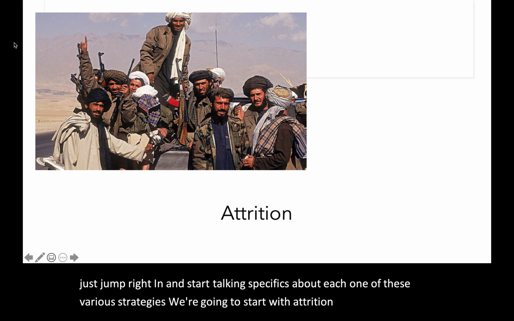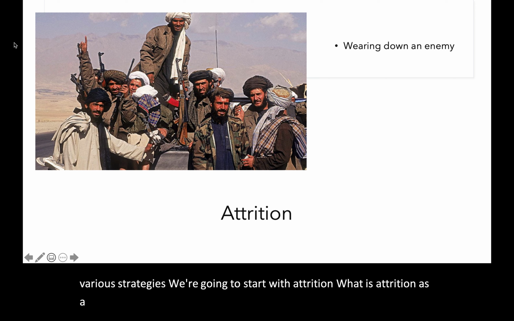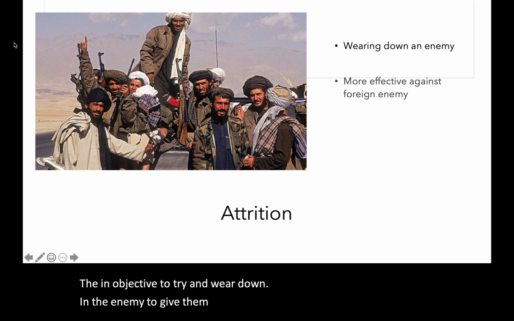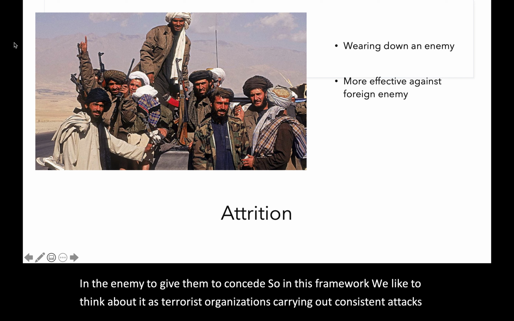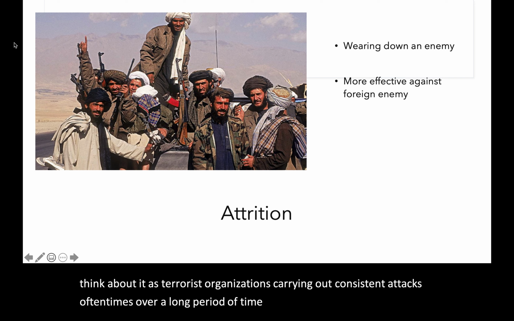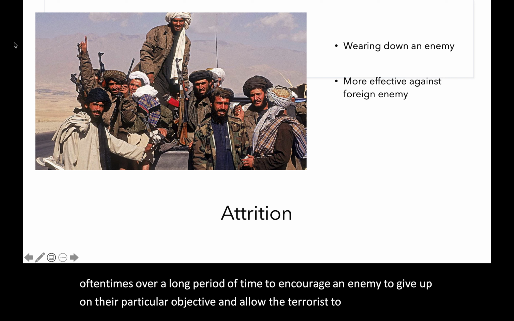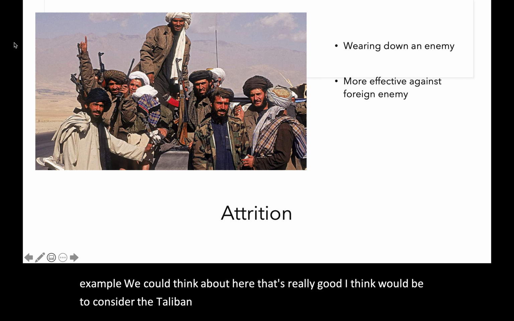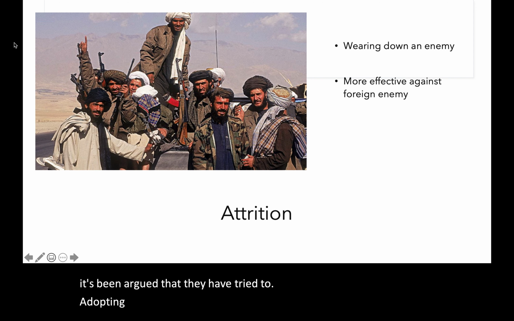So what is attrition as a strategy? Attrition really is an objective to try and wear down an enemy to get them to concede. So in this framework, we like to think about it as terrorist organizations carrying out consistent attacks, oftentimes over a prolonged period of time to encourage an enemy to give up on their particular objective and allow the terrorists to win. And the example we could think about here that's really good, I think, would be to consider the Taliban. This is a picture of the Taliban in Afghanistan. And it's been argued that they have tried to adopt and use a strategy of attrition against the United States.